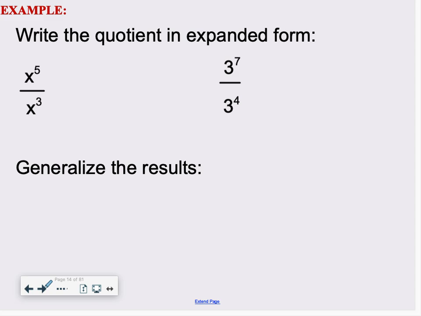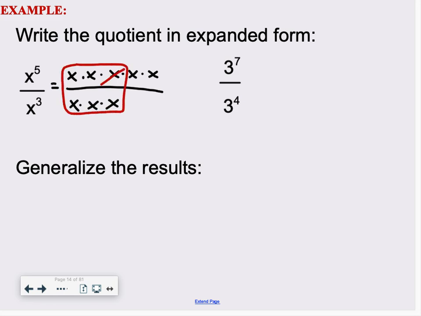Okay, what about when you're dividing? And I'll go through this one a little more quickly, but if I expand on this, x to the 5th is x times itself 5 times divided by x to the 3rd, so 3 times. Well, then if you notice here, these x's are going to cancel out. And what are you left with? You're left with x squared on top, 2 x's, right?